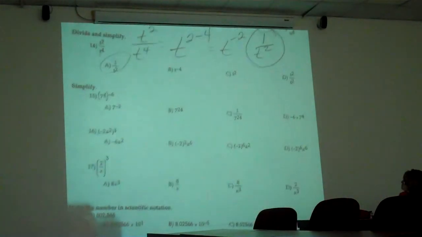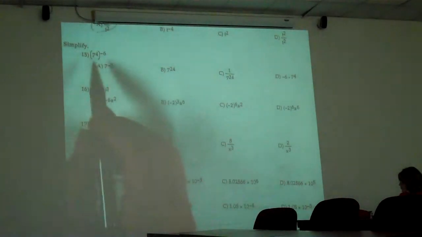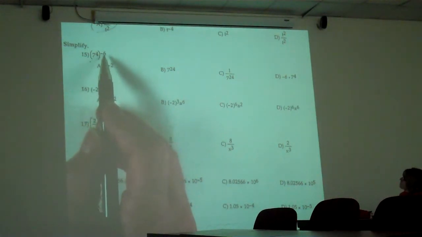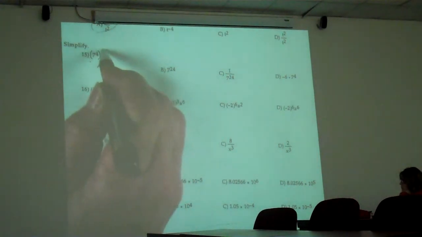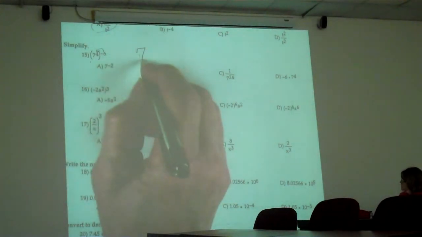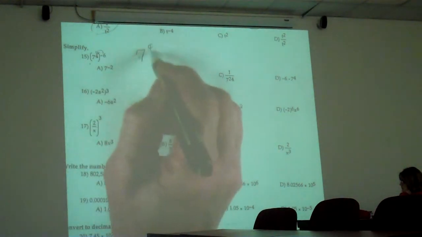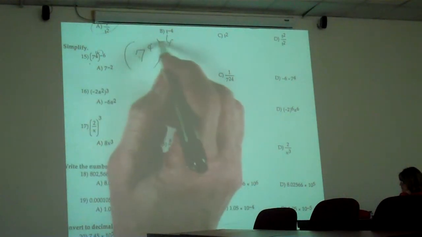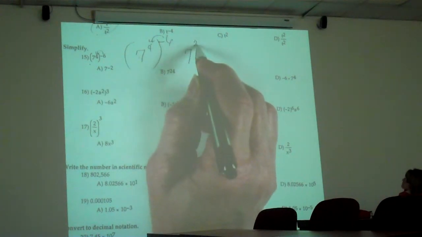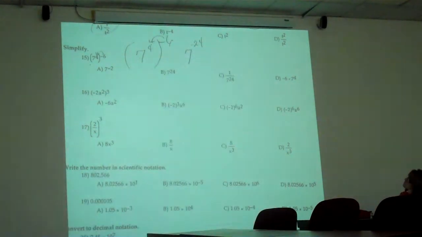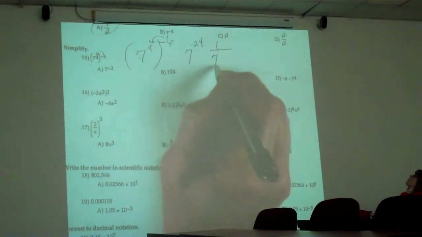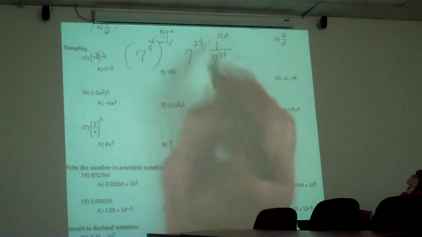Okay? Number 15, if you have something with an exponent and then an exponent on the outside, you're multiplying the exponents, right? So you have 7. Let me make it a little bigger where it's easier to see. We're going to multiply negative 6 times 4, so we have 7 to the negative 24. To simplify that, you'd put 1 over 7 to the 24th power.